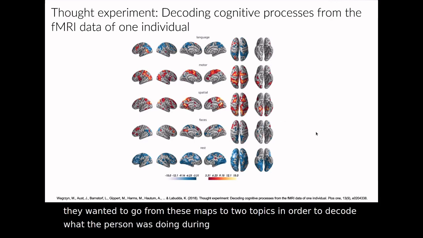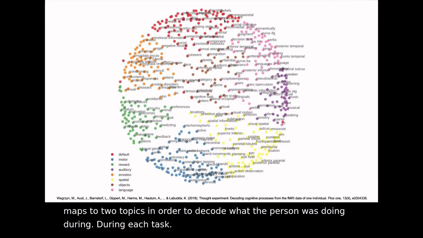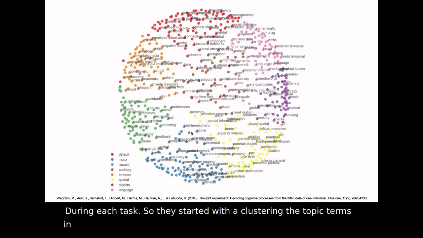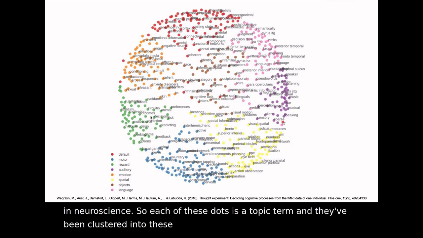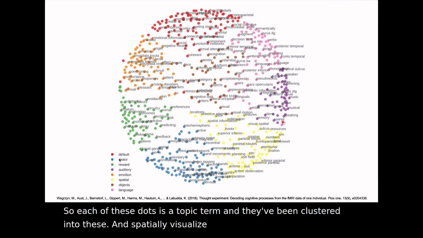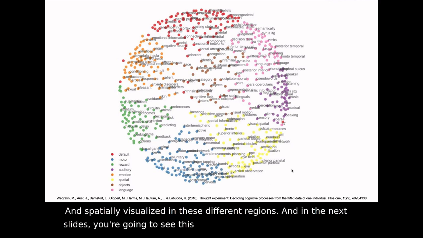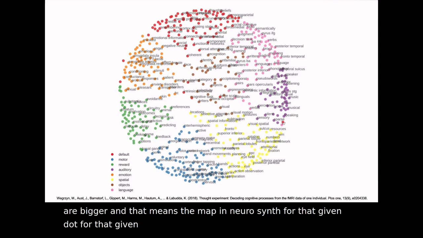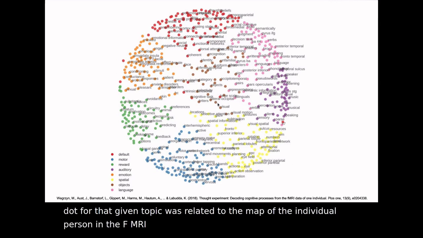during each task. So they started with clustering the topic terms in neurosynth. So each of these dots is a topic term, and they've been clustered into these and spatially visualized in these different regions. And in the next slides, you're going to see this figure again, but where certain dots are bigger, and that means the map in neurosynth for that given dot, for that given topic, was related to the map of the individual person in the fMRI during certain tasks.